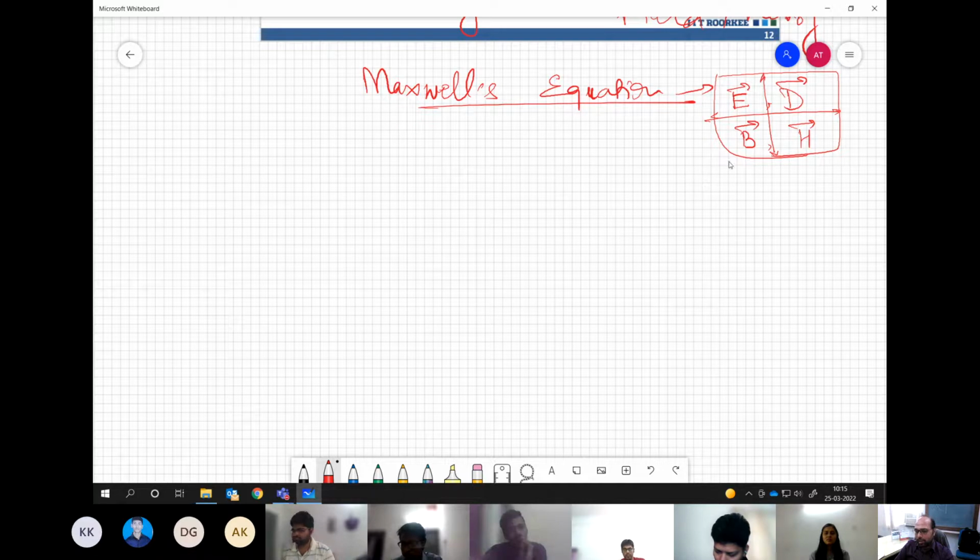Now, what are these equations? Basically, you have a closed surface integral of electric field density. So what is the output of this? The charge enclosed, divided by epsilon naught, because this is density only.